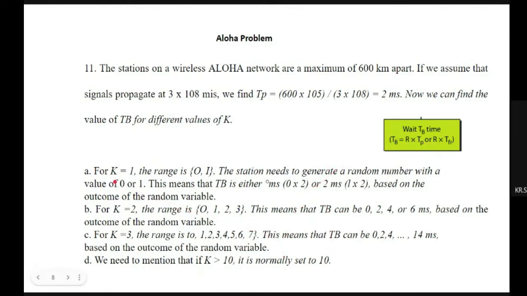So we have to apply the K, increase the K value, K equal to 1, then K equal to 2, K equal to 3, up to 10, you can set the final K value. So we can find the dB value for the different K value. So this is the Aloha problem. Okay. So just review the class PPT and then come to the problems. Then only you can understand the concept of Aloha and how to find the dB value and the K value.